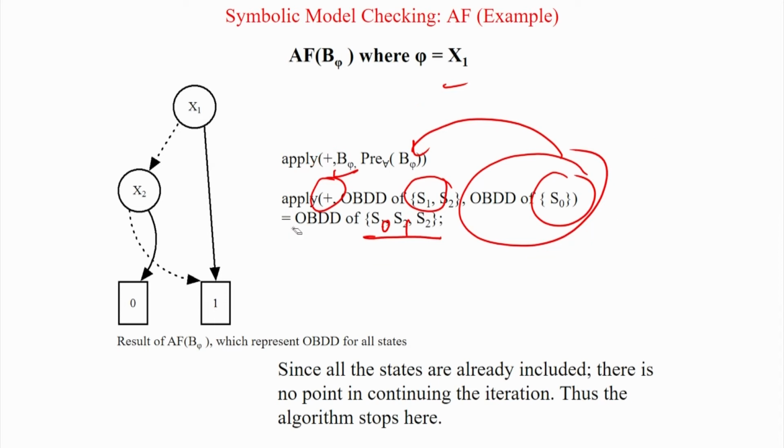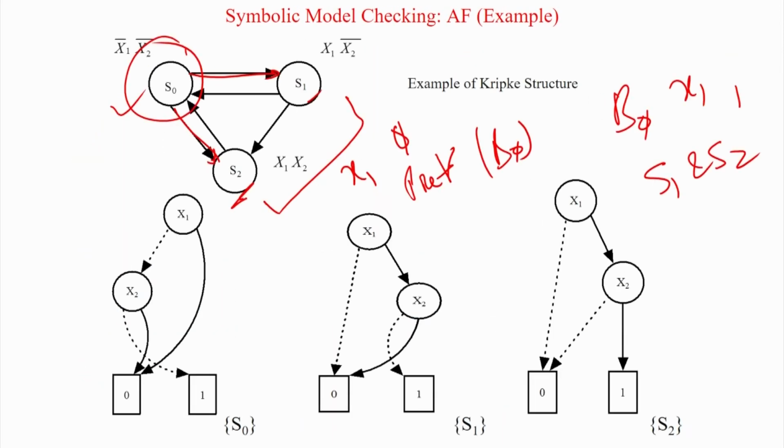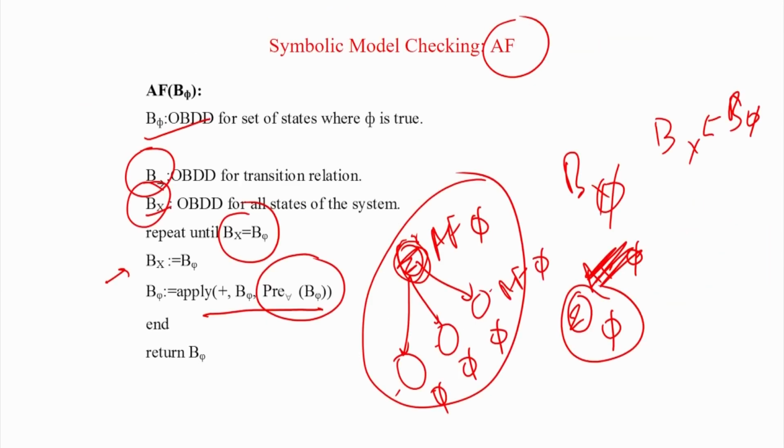As all the states are coming as the answer, no more iterations are required. You can stop, and your model checking will tell you symbolically that your formula AF x1 is true in all the states. So, again, just recollecting what we have done by this algorithm.